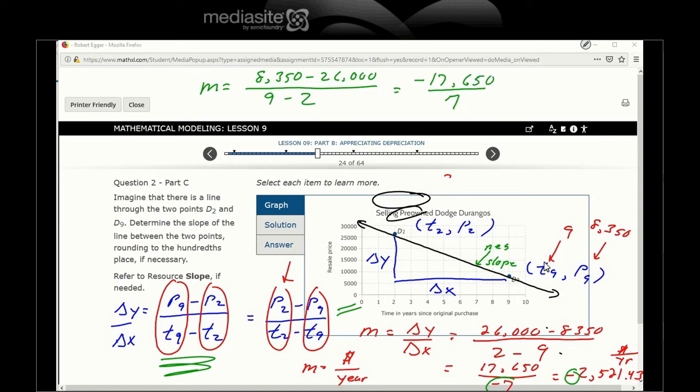So by switching the points, all you do is switch where the negative sign is. It is negative. And I still get minus $2,521.43 per year. That's why it doesn't matter which one you do first. The important thing is whoever you're going to do first, if you do it for the Y, you've got to do the corresponding X first in the denominator.